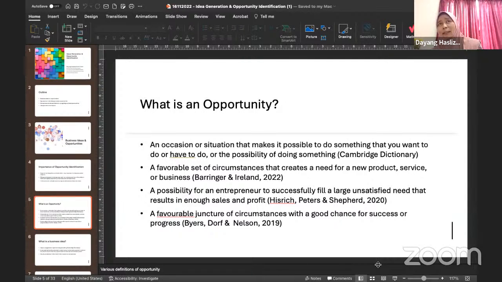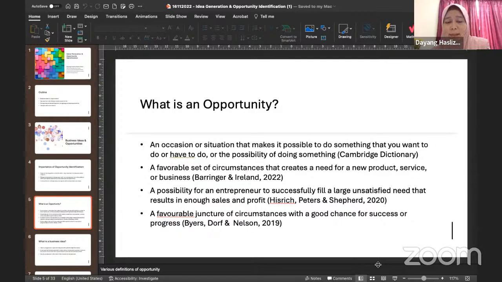Let's say there's something which is going to fulfill people's need or solve people's problem. However, it won't lead to enough sales and profit, maybe because the number of people who are affected is too small. So we don't really consider that a business opportunity. By the definition, it has to fulfill certain criteria.